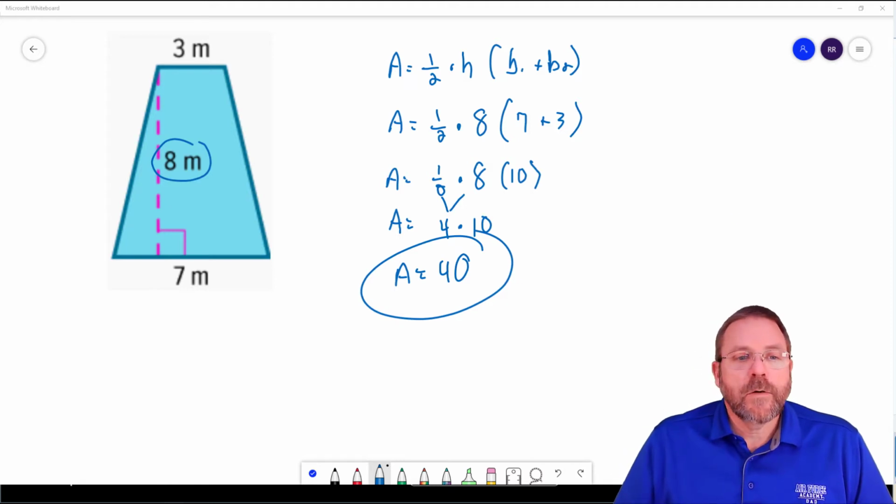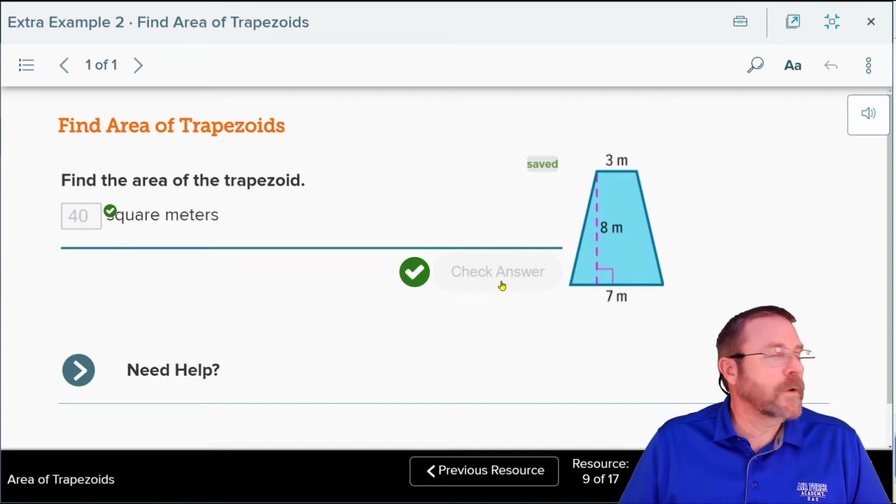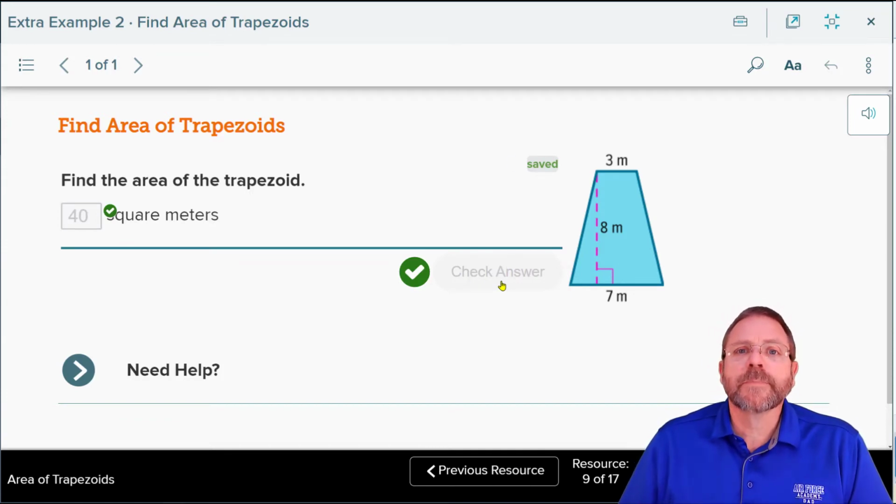I'm going to jump back over here to the textbook. I'm going to type in my 40 meters squared right there. Check the answer, and it checks. That is the kind of supporting work I'm looking for on these problems.